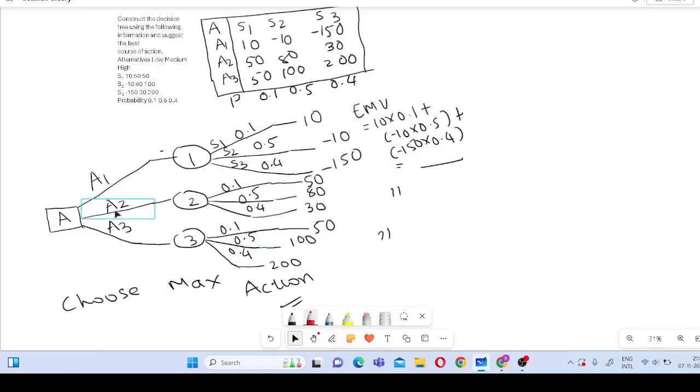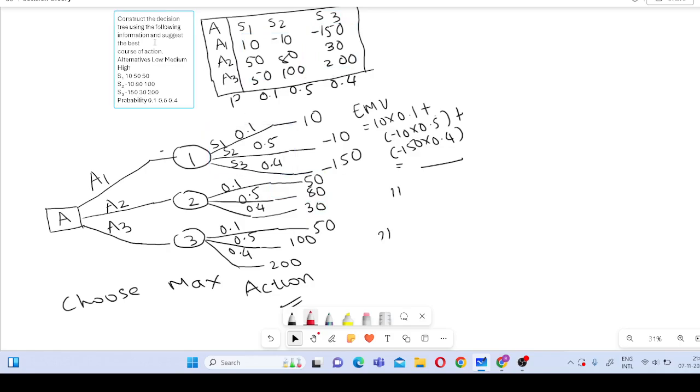Similarly, for A2, for state of nature S1, the profit is 50. For state of nature S2, the profit is 80. For state of nature S3, the profit is 30. Okay, similarly, you can obtain a table.